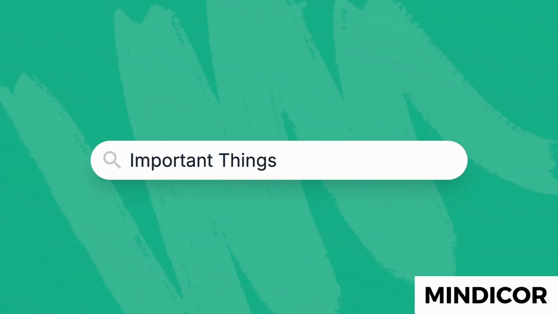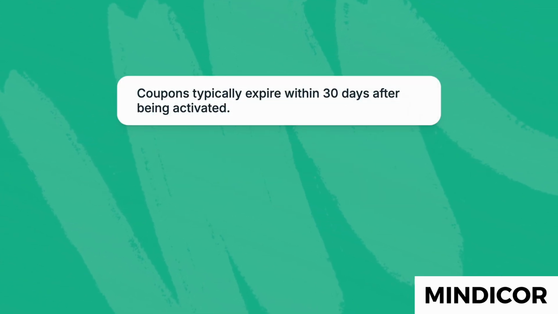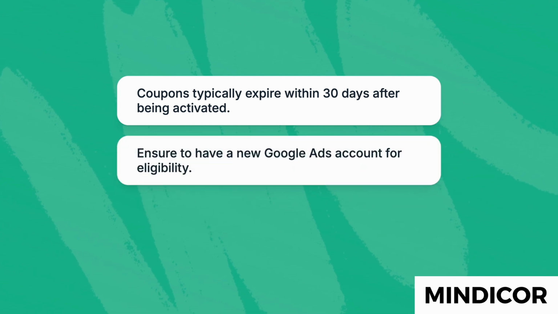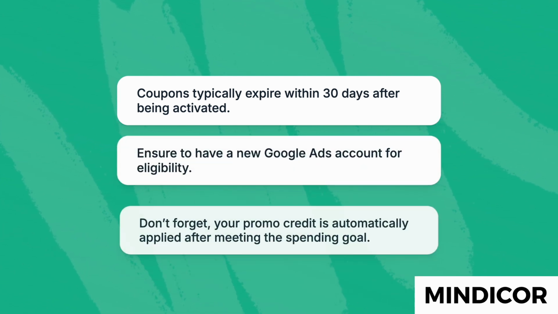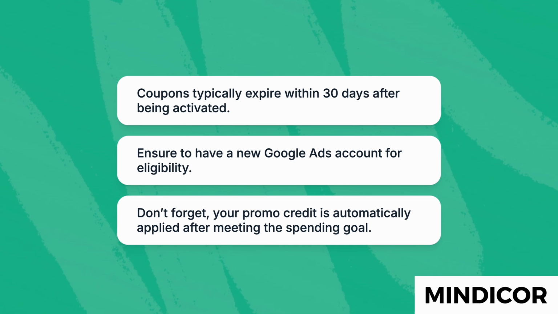Important things to remember. Coupons typically expire within 30 days after being activated. Ensure to have a new Google Ads account for eligibility. Don't forget, your promo credit is automatically applied after meeting the spending goal.